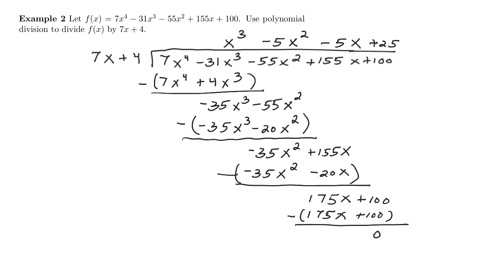So what this means is, if you take 7x plus 4, and you multiply it by x cubed minus 5x squared minus 5x plus 25, that's the same thing as the original function that we started with. We're actually breaking it apart. So again, that's what polynomial division does. It'll take something and split it into a product of its factors.